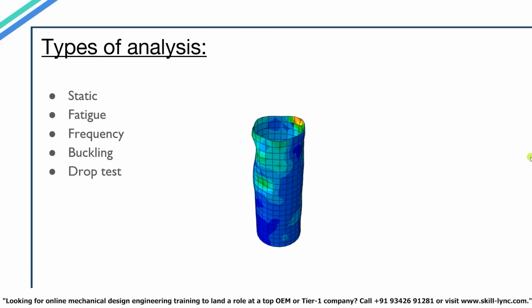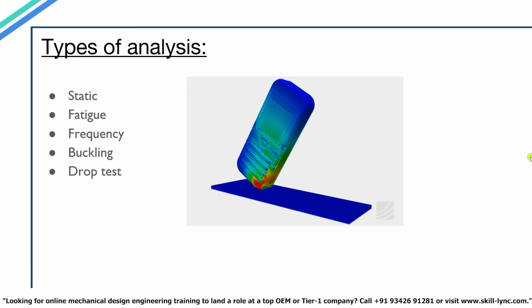And in the end we have drop test. As the name suggests, this type of analysis is used for checking the impact on any component if it is dropped from a certain height and velocity. This is usually used for electronic components and gadgets such as mobile phones. So after running this analysis, you can check which places on the object are subjected to more stress, and you can make the design changes accordingly.